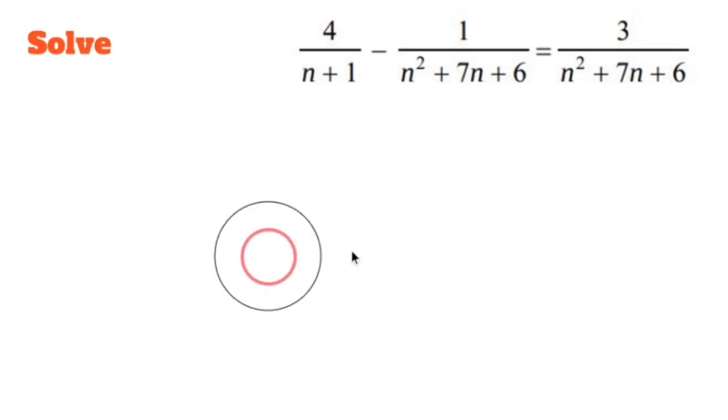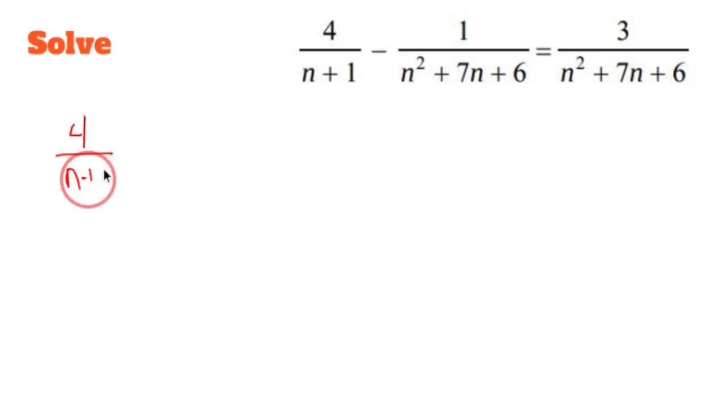In order to make these fractions have all the same denominator, I'm going to factor that guy, which also factors that guy, and hope that n plus 1 is one of the factors. I have a feeling it will be. So I have 4 over n plus 1. Okay? I'll leave that right there. Minus 1 over n squared plus 7n plus 6.